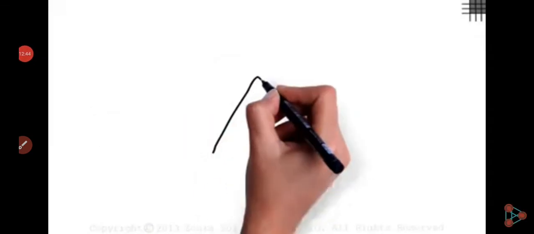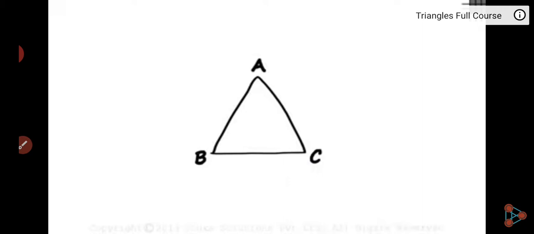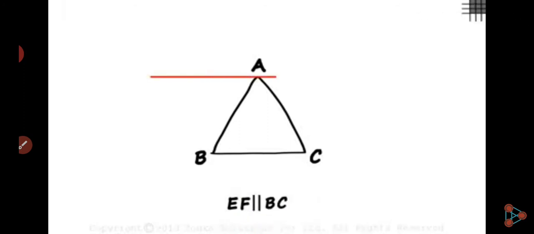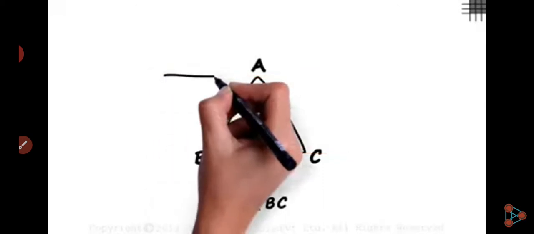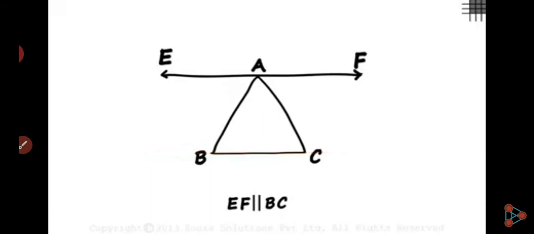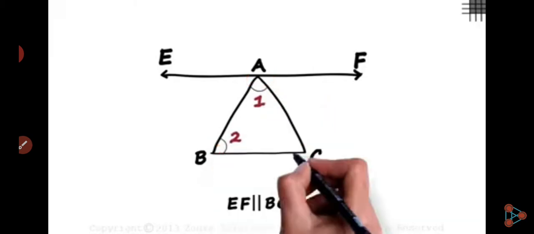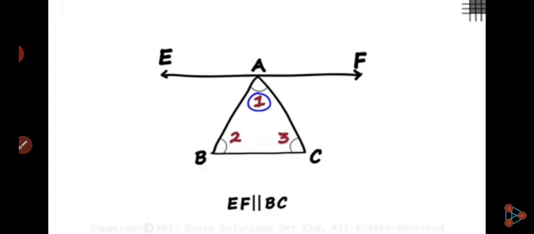See how to find the angle sum property of a triangle. These two theorems we have to prove. In triangle ABC, we have drawn EF parallel to BC such that it touches A. Now these three angles are equal to angle B and angle C: angle 1, angle 2 and angle 3. Angles 1, 2 and 3 are the interior angles of a triangle, and the sum is 180. We have to prove that.